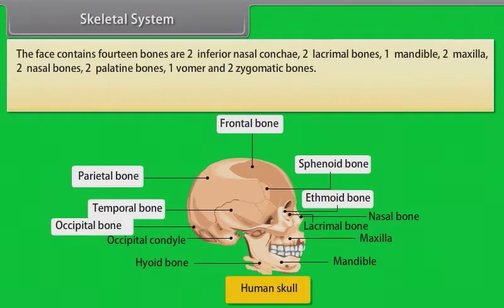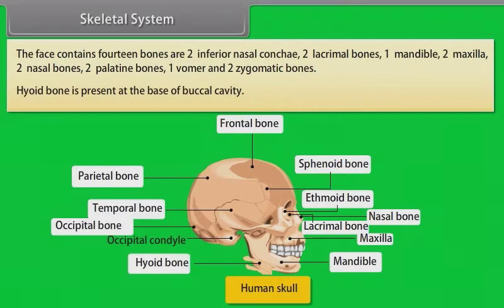The face contains 14 bones: 2 inferior nasal conchae, 2 lacrimal bones, 1 mandible, 2 maxilla, 2 nasal bones, 2 palatine bones, 1 vomer, and 2 zygomatic bones. The hyoid bone is present at the base of the buccal cavity.